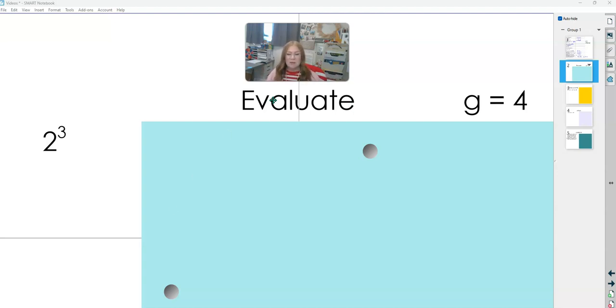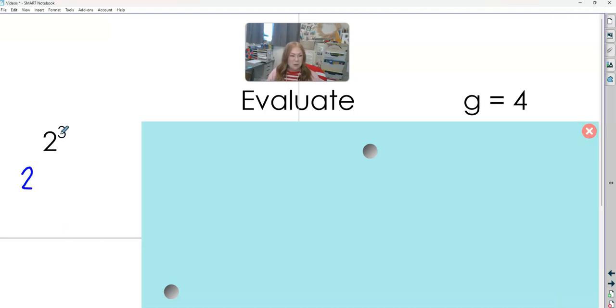So the first ones tell us to evaluate, and that just means to solve, put together what you can. So if we have 2 to the third, we're going to write out that means 2 three times. So 2 times 2 times 2. So we expanded it. Now we have to find the value of it. We're going to solve. So it's not 2, 4, 6. We're not skip counting. We're doing 2 times 2 is 4 times 2 is 8. So 2 to the third is not 6. It's not 2 times 3. 2 times 2 is 4 times 2 is 8.